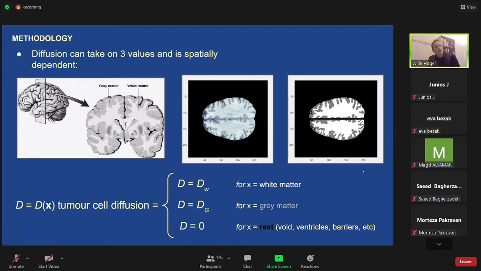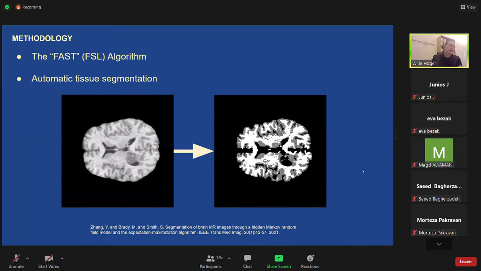The tissue types are segmented using the FAST FSL algorithm. This is an automated tissue segmentation. It's free to use, and it does have some good results.